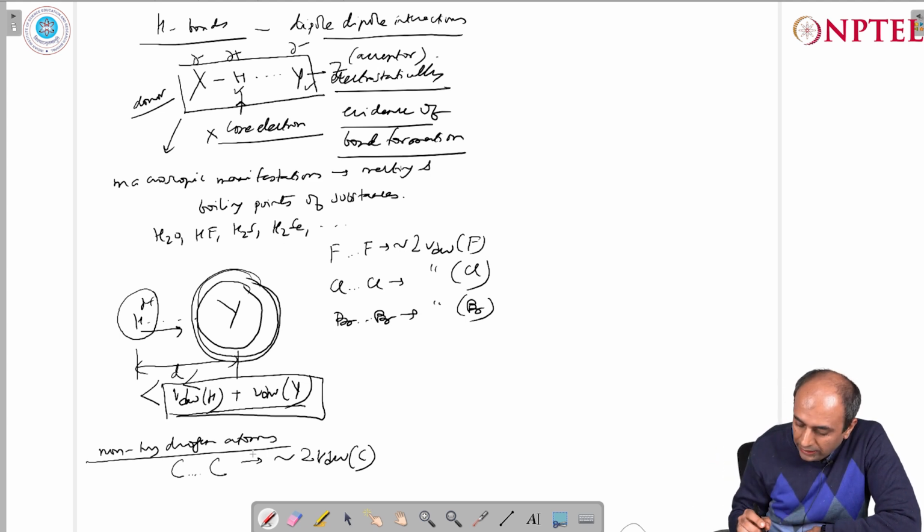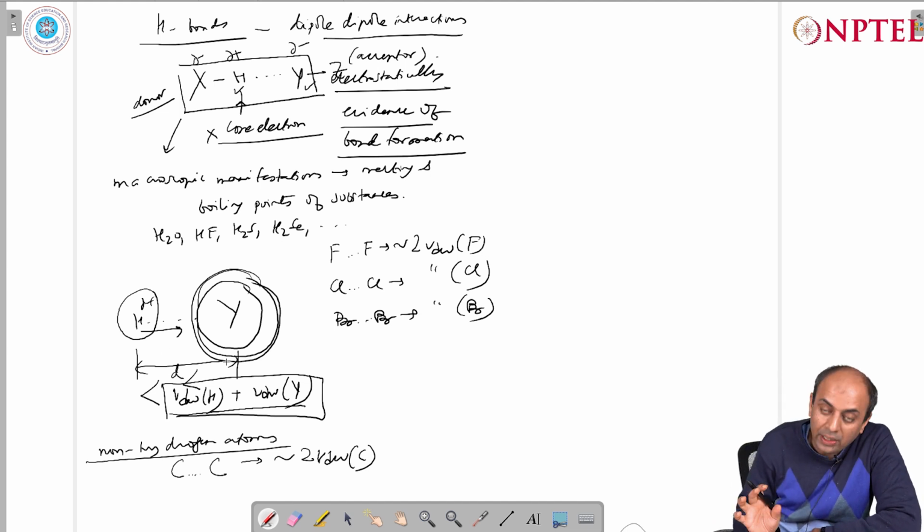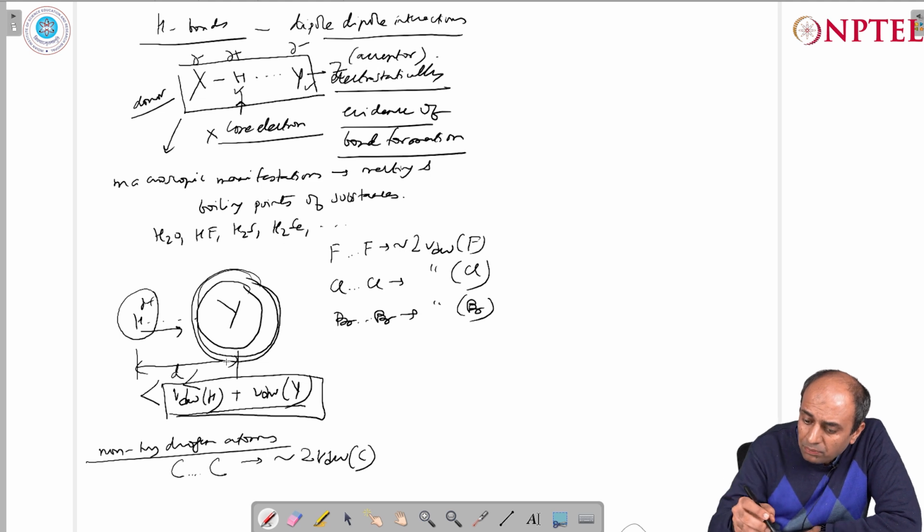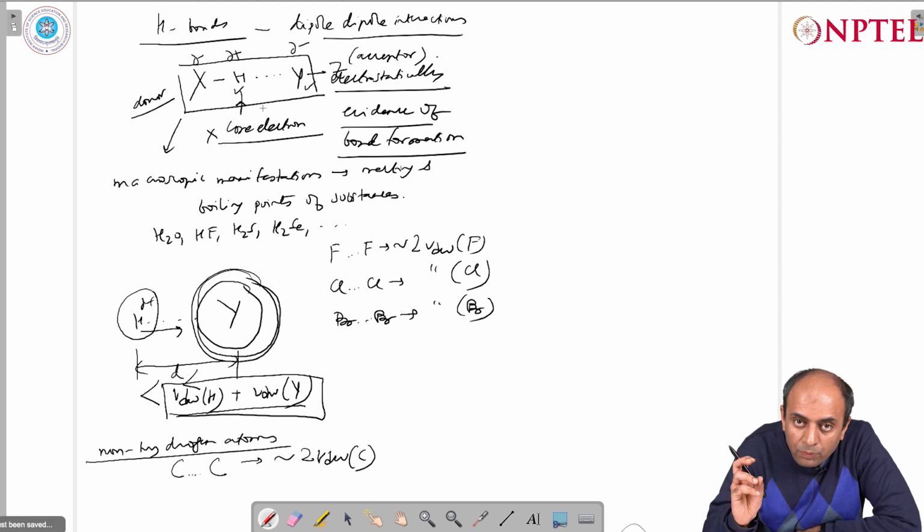So, these non-hydrogen atoms, by and large, are close to the sum of the van der Waals radii, but for hydrogen the equilibrium internuclear separation can be very, very short depending upon the electronegativity at the acceptor site. So, the HY bond is associated with quite a bit of covalent component also.